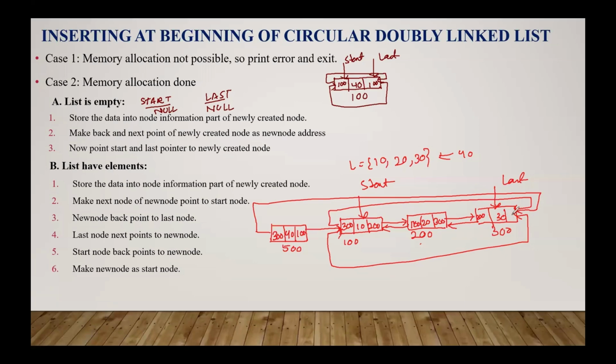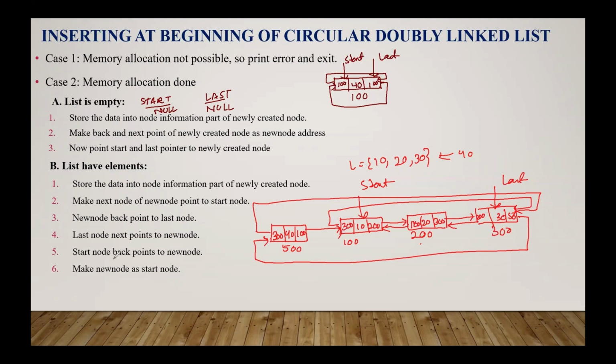So here we have to store the 500 value. If we store the 500 value, then what happened? Whatever previous connection was there, it's gone. Now it will connect to the first node. Then the start node's back points to the new node.